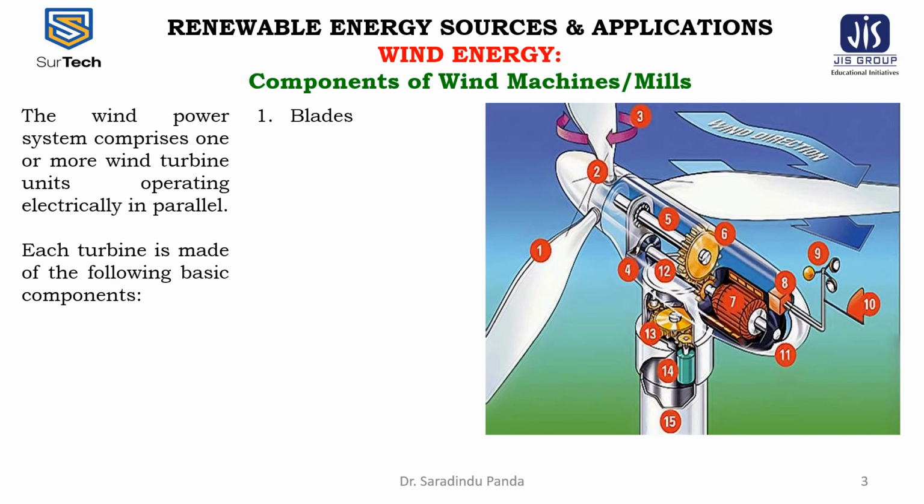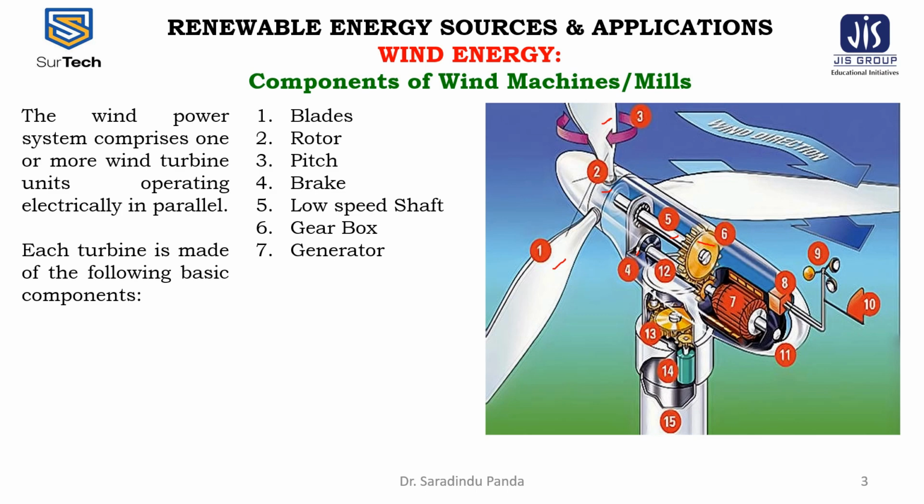Number one, this is the blade. Number two, this is the rotor. Number three, this is the pitch. Number four, this is the brake. Number five, this is the low speed shaft. Six is the gearbox. Seven is the generator. Eight is the controller. Nine is the anemometer.